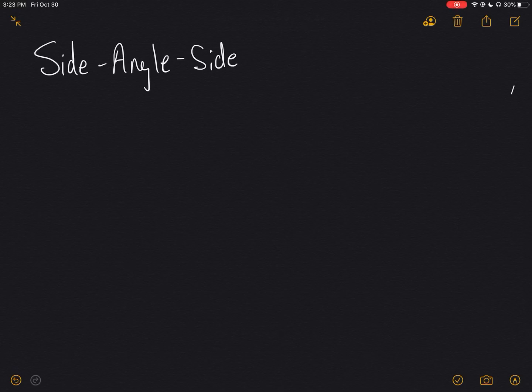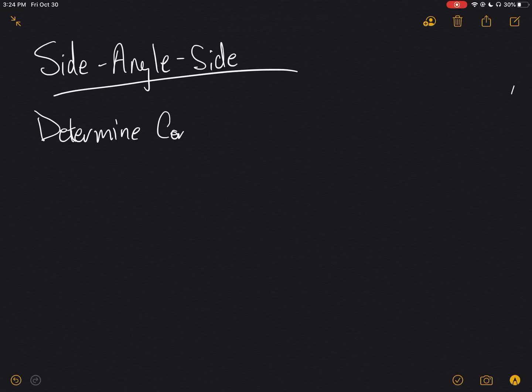Okay, so we spent last week, specifically Thursday and Friday, talking about determining congruence between two shapes, right? And we decided that in order to determine congruence, we need to determine congruence between each part, each corresponding part.